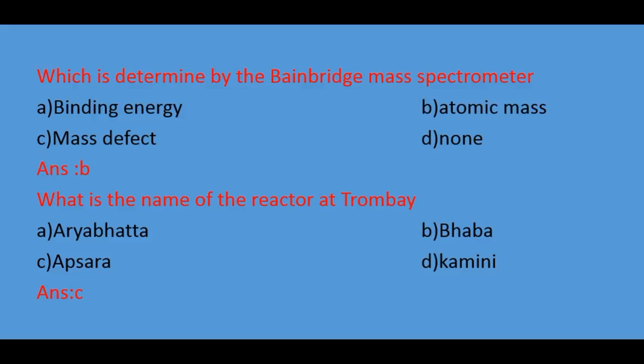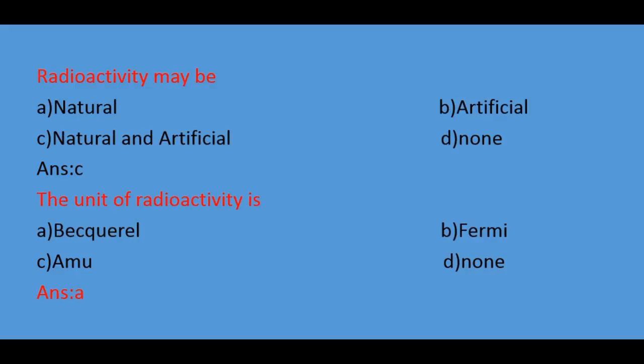The answer is B. The next one is, what is the name of the reactor at Trombay? The answer is C, Apsara. The Apsara reactor is in Trombay, and Kamini is in Tamil Nadu. The next one is, radioactivity may be: natural, artificial, natural and artificial, and none. Radioactivity may be caused by natural and artificial. So here the answer is C.